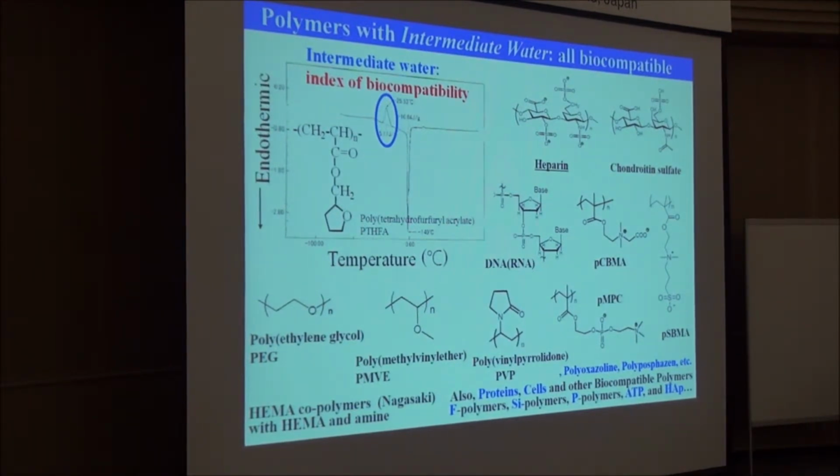Heparin and the polysaccharide families, DNA, RNA, and the zwitterionic polymer families, carboxybetaine, sulfobetaine, and phosphobetaine, are all biocompatible. And PEG, it depends on the molecular weight, but anyway, it is very biocompatible. And PVP. And we have found other types of biocompatible polymers like this.